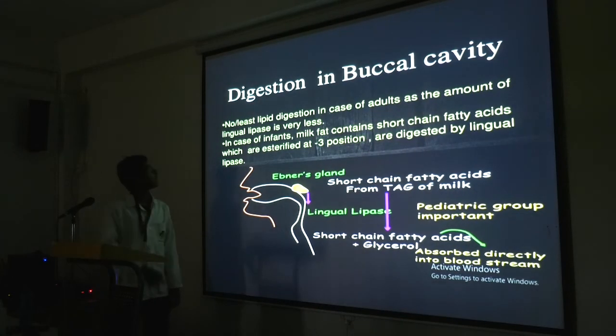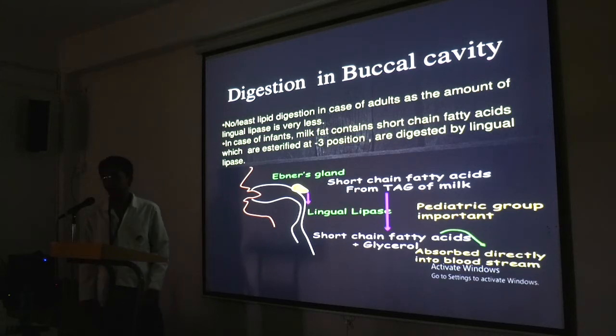Digestion in the buccal cavity: basically there is no lipid digestion in the buccal cavity, but there is one enzyme, lingual lipase, a minor enzyme secreted from Ebner's gland, which converts triacylglycerol of milk into short chain fatty acids and glycerol. The short chain fatty acids are absorbed directly into the bloodstream. So very little lipid digestion occurs in the buccal cavity. The enzyme is lingual lipase. Going to the next slide.